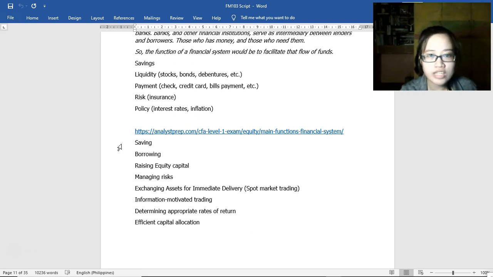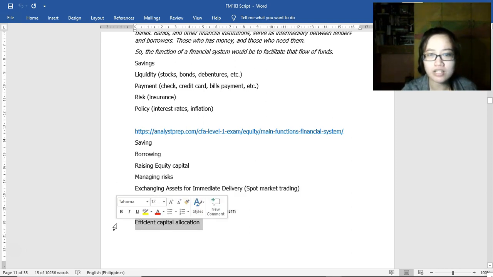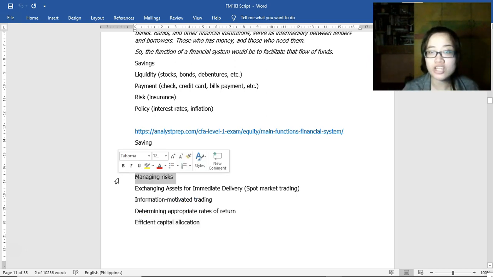And then we have exchanging assets for immediate delivery. Basically, these parts here are mostly related to investing. So you have information motivated trading, determining appropriate rates of return, and then efficient capital allocation as well. These three are related to investing, and efficient capital allocation is the same concept as in managing risk.